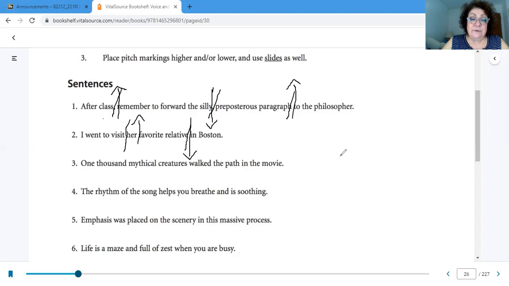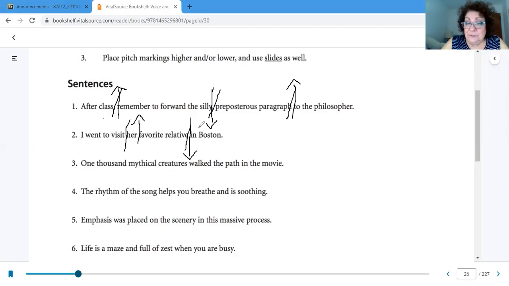I went to visit her favorite relative in Boston. Now the pauses. I went to visit her favorite, oops, sorry, I missed a pause. I went to visit her favorite relative in Boston. And now I'm going to add pitch. I went to visit her favorite relative in Boston.